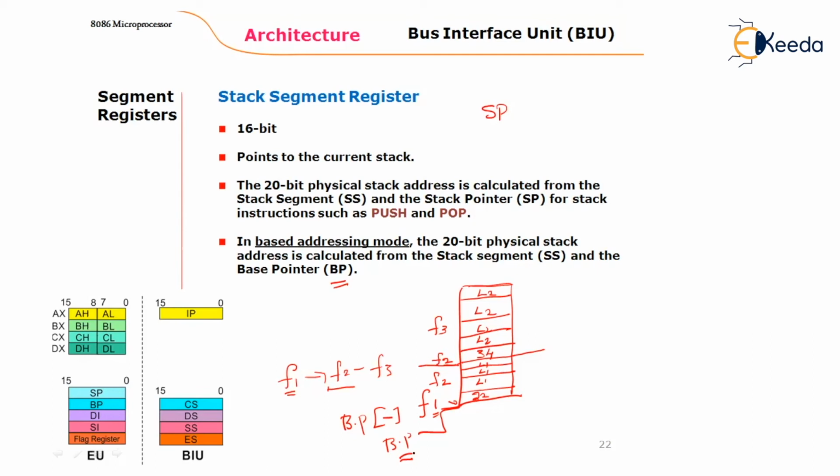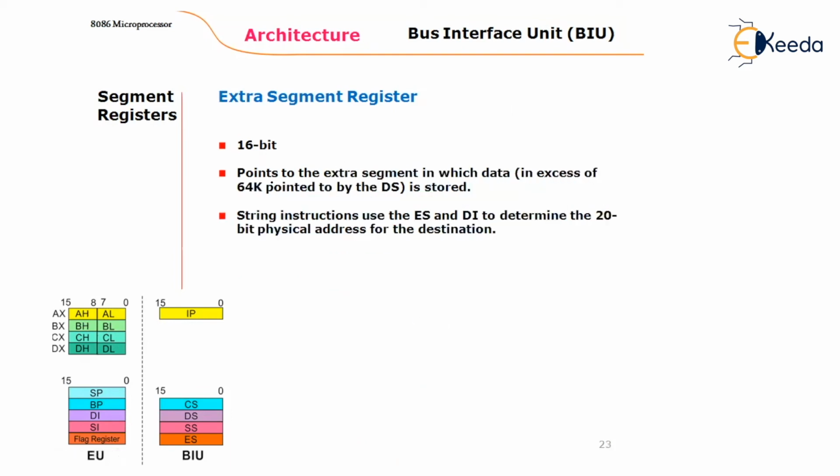In this specific segment of a stack, we have two things: the return address of the previous function and the local variables of the current function. Every time a function calls another function, the base pointer gets updated. This is the difference between the stack pointer and the base pointer. The extra segment register points to the extra segment, in which the data in excess of 64K in the data segment is stored.